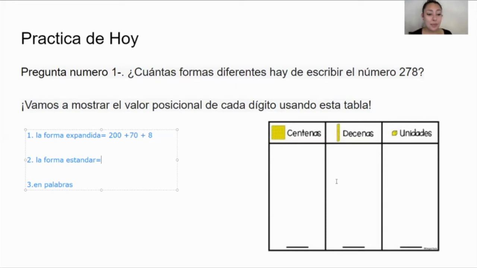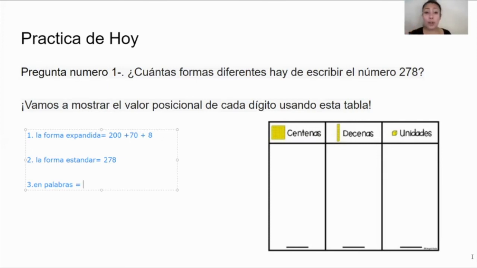Número 2. La forma estándar. Recuérdense que la forma estándar es como vemos el número escrito normalmente. Algunas veces puedes escuchar esto escrito como en base de 10. Sería lo mismo. Escribiría 278 en forma estándar. Finalmente tengo en palabras. Aquí puedes escribir el número en palabras y al lado puedes escribir el número en la forma estándar también.